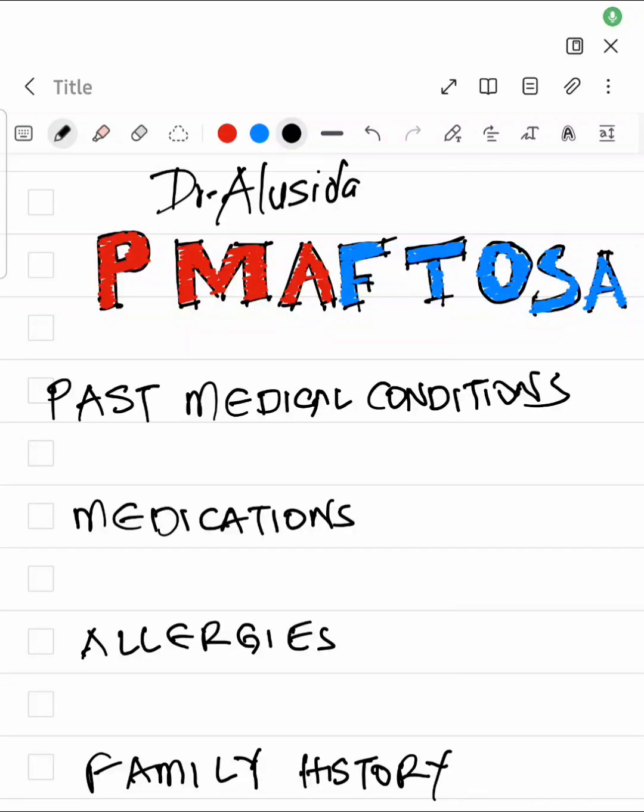Hello guys, so we are continuing with the history taking in Plab 2, and today we are going to start from past medical history going down until we get to physical examination. And today we are talking about a mnemonic that is very commonly used in Plab 2. You will come across a lot of mnemonics in Plab 2.